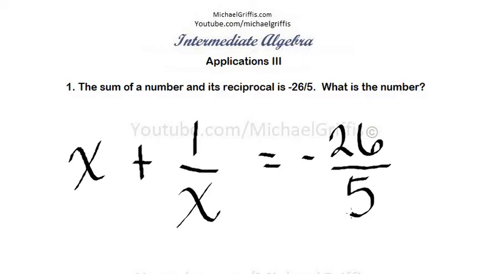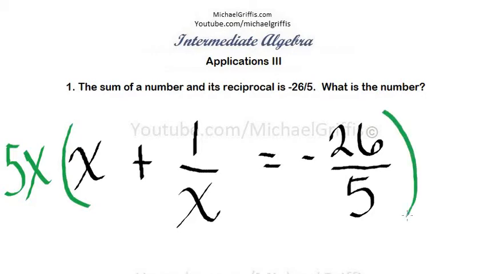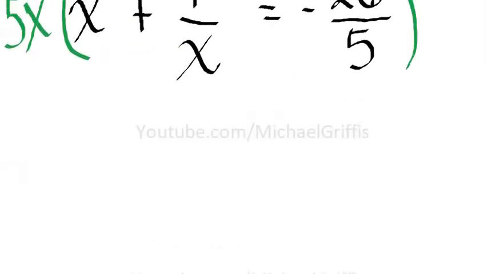So what I'm going to do here is get rid of this fraction, this 1 over x and this 26 over 5, by multiplying through. So let's use a different color. What do we want to use? We'll use green. I'm going to multiply through by 5x. Okay, so we're going to multiply this whole thing all the way across by 5x. And you'll see what I'm talking about, getting rid of these fractions.